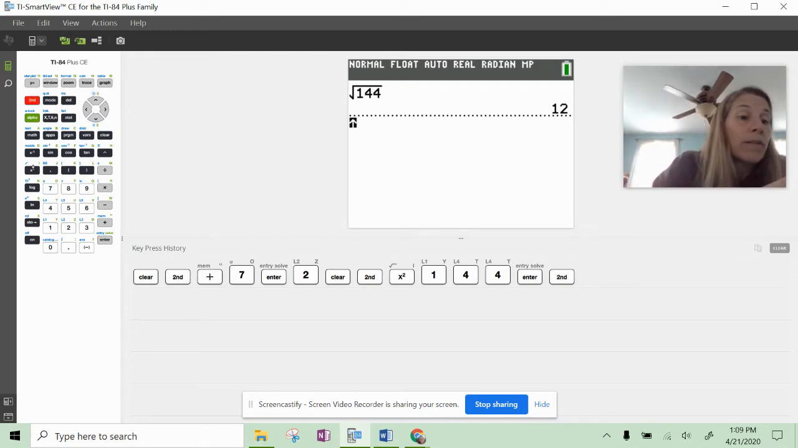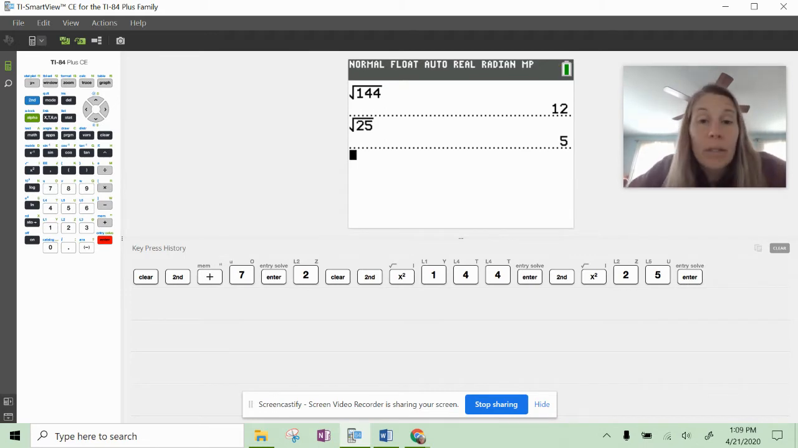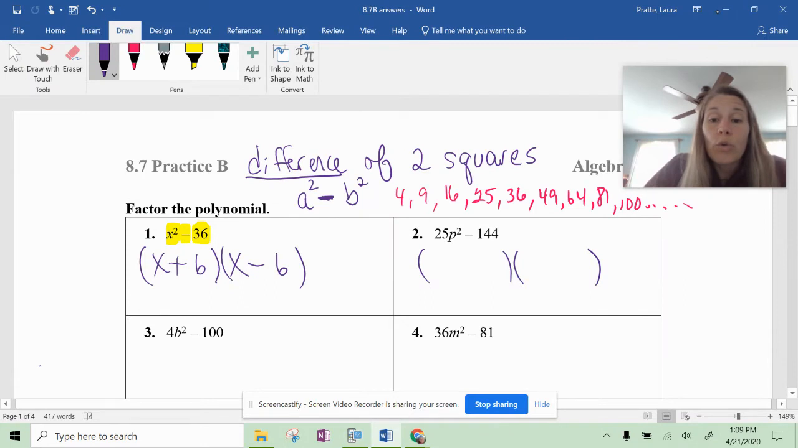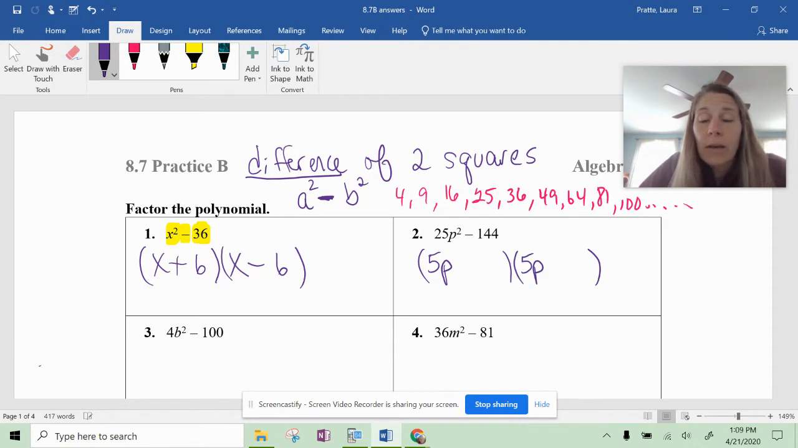A number like 25, which you probably already know, is a perfect square because 5 times 5 is 25, right? So 25p squared will break up into 5p and 5p. Of course, our two signs are going to be opposite, a minus and a plus. Doesn't matter which one you put first and second. And then the 144, as we did on our calculator, we know that breaks into 12 and 12. And that would be our factorization for that problem.